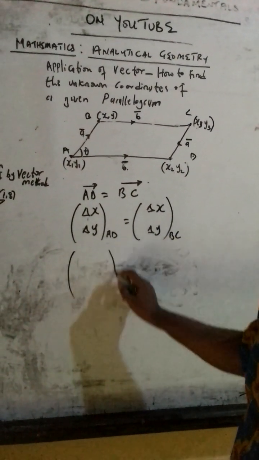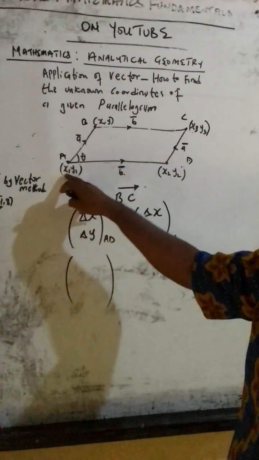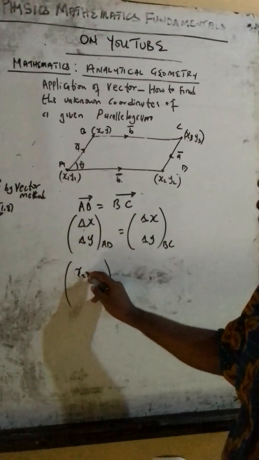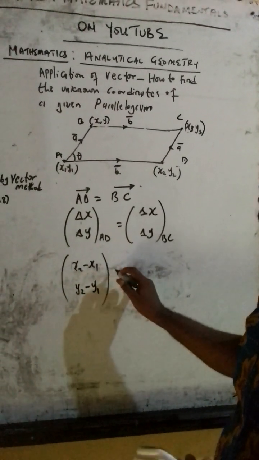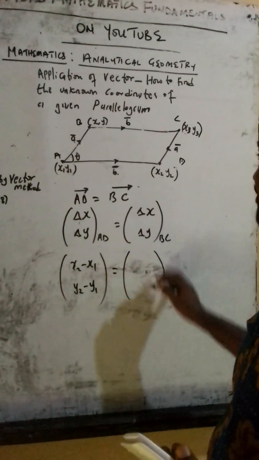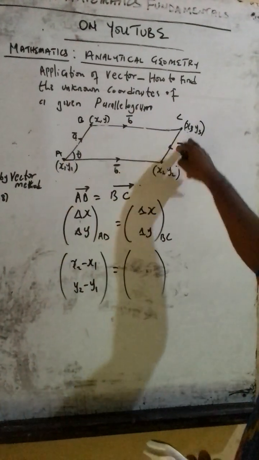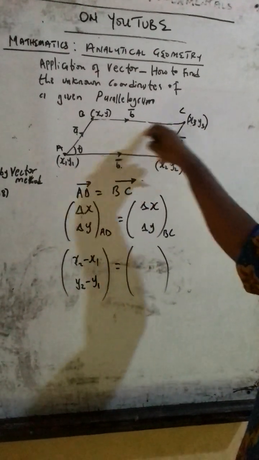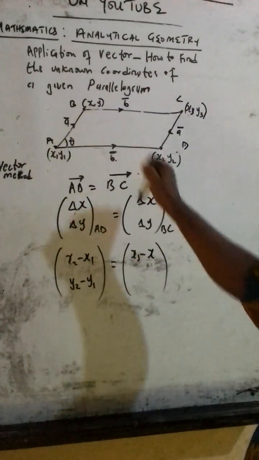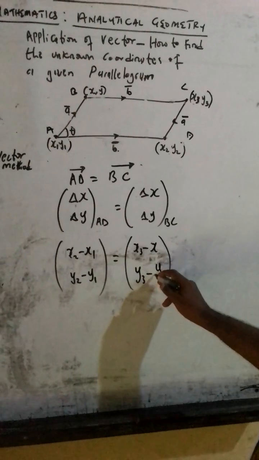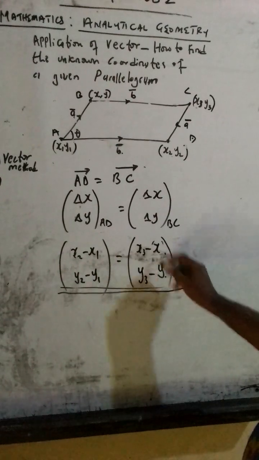So in my diagram, if you look at vector AD here, the difference will be x2 take away x1. Then for here, we have y2 minus y1, which is equal to the difference in the respective coordinates of the side BC. For the abscissa, we have x3 take away x, then we have y3 take away y. So that's the formula that we can use to find the unknown coordinates x and y.